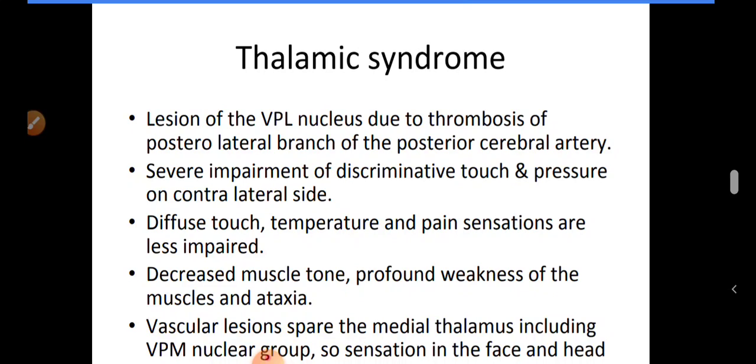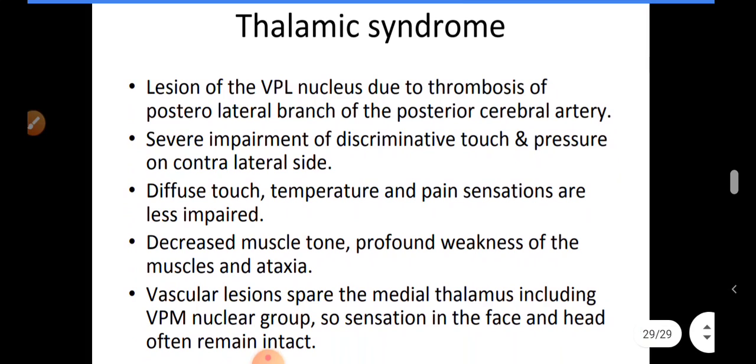There is severe impairment of discriminative touch and pressure on the contralateral side. Diffuse touch, temperature and pain sensation are less impaired. Other sensory symptoms include astereognosis, due to loss of tactile localization and tactile discrimination. The patient may have a thalamic phantom limb: the patient is unable to locate the position of a limb with closed eyes and searches for the limb in air. This occurs due to loss of kinesthetic sensation.